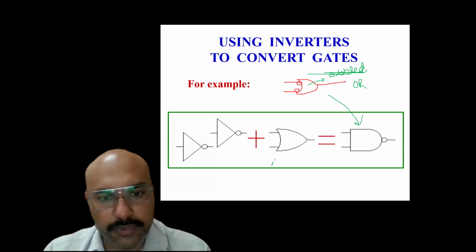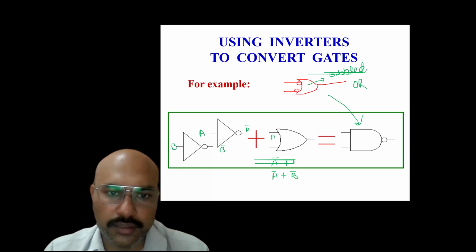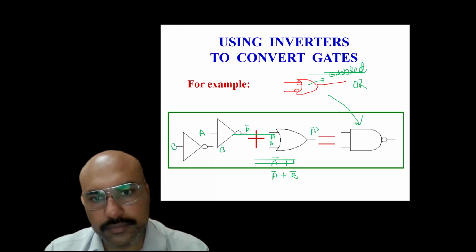And the output of this bubbled OR gate will be A bar plus B bar. Why? For example, this is A, applied input A here, and I have applied B as the input. So it will become A bar and it will become B bar here. When both of these inputs, A bar and B bar, are applied to this OR gate, you will always get A bar plus B bar.